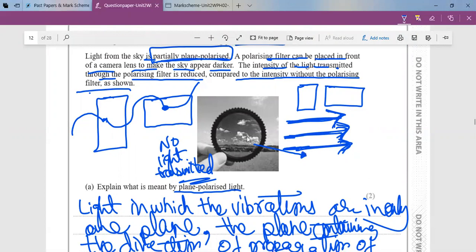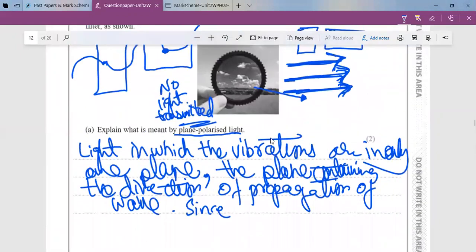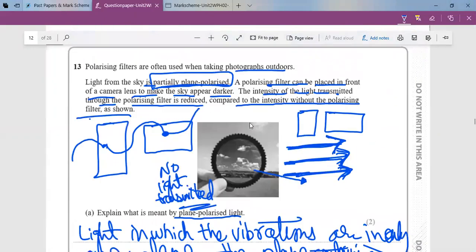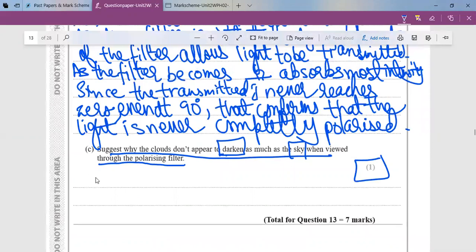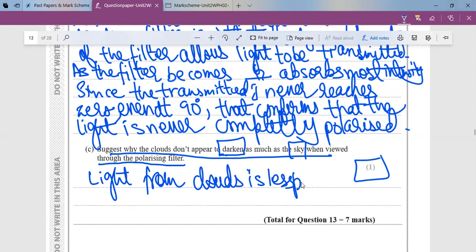Well, it's not polarized because even if you apply a filter, there is no change in its color. The clouds are still as white as that. When you apply a filter at a different angle, meaning as you rotate this filter, the cloud's color should become darker. But it's not as dark as the sky because its light is less polarized than the sky, or it's not polarized at all. Less polarized would be a more sensible answer because it is turning black, slightly, after all. So that could be a possible answer, and that is actually an answer: light from the clouds is less polarized as compared to the sky.